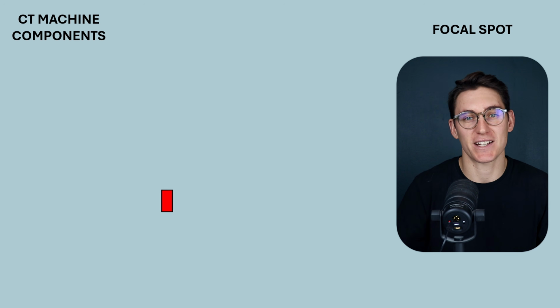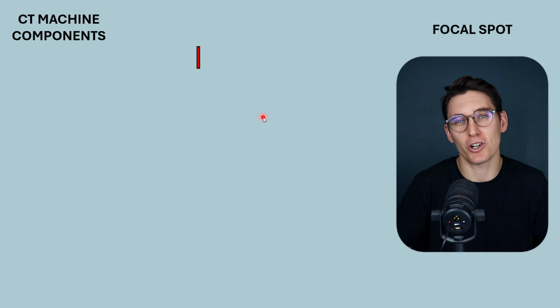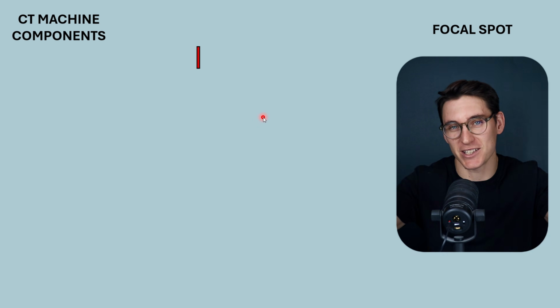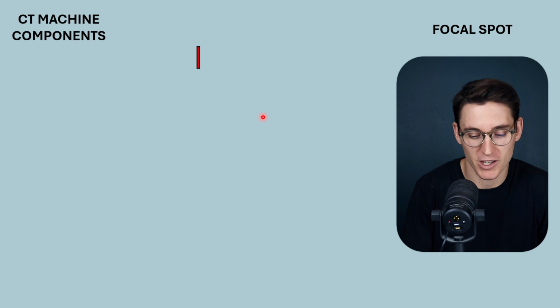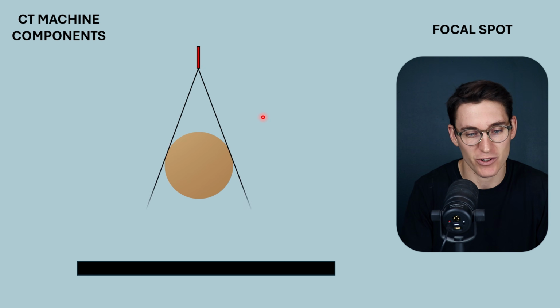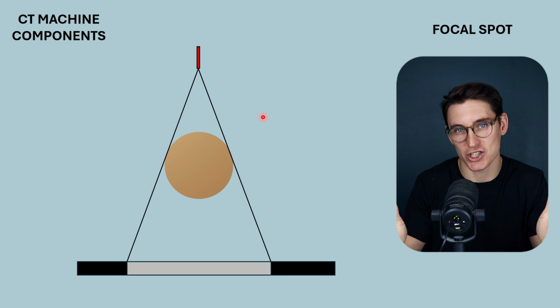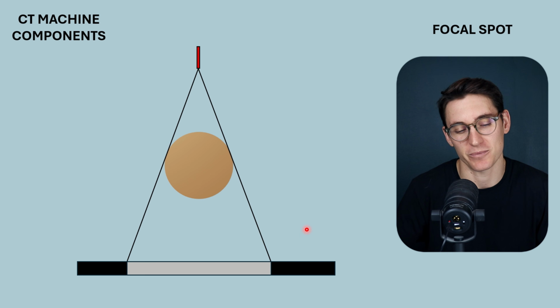So let's take that effective focal spot and make it as small as possible. In an ideal world, we'd want a point source where our X-rays are coming from. So we've made this focal spot really, really small. We place a patient between the focal spot and a detector, and we shine X-rays through that patient. They're going to cast a shadow onto our detector. Notice here how crisp the borders are. We've got good spatial resolution.